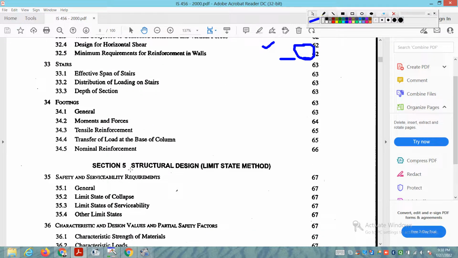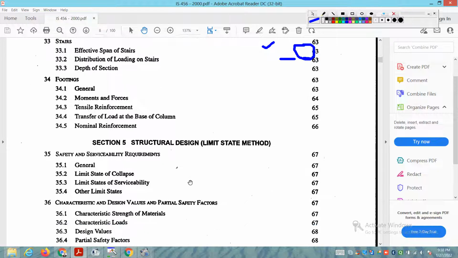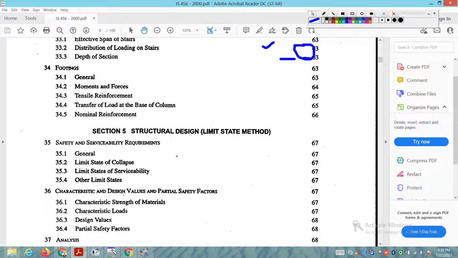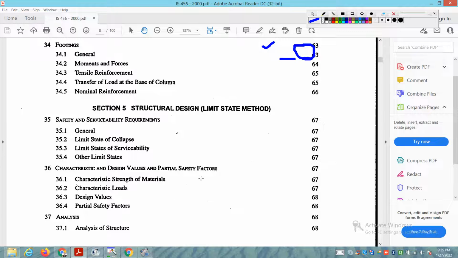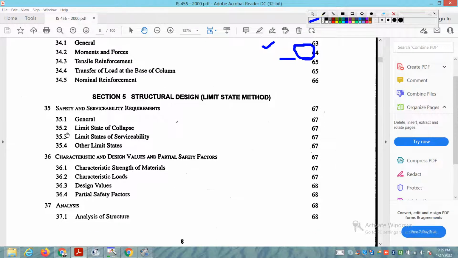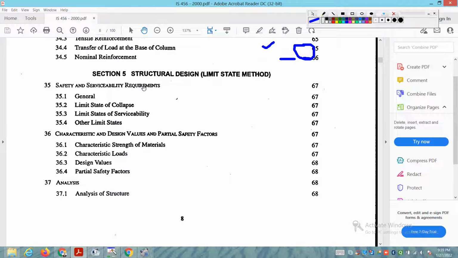So this is section 5. Now in section 5 they have started the limit state method, and from chapter number 35 you will get the brief description, and you will get these chapters and design practices using limit state method. So this IS code is basically based upon the limit state method of RCC practices. In section 5, chapter number 35 is safety and serviceability requirements, 36 is characteristics and design values, partial safety factors.